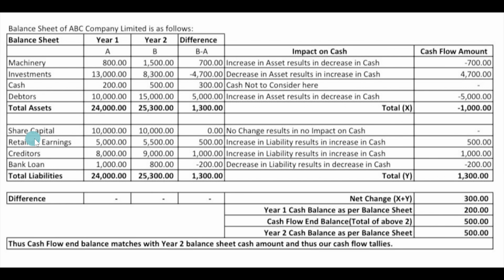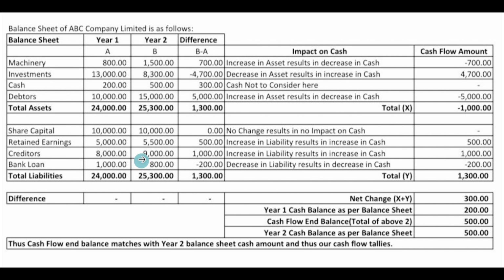On balance sheet liability side, share capital is 10,000 in year 1 and 10,000 in year 2. Retained earnings are 5,000 and 5,500. Creditors are 8,000 and 9,000. Bank loan is 1,800 in the year 2. So total assets is 24,000 in year 1 and total liabilities is 24,000 in year 1. And total assets in year 2 is 25,300 and year 2 total liabilities is also 25,300. Thus the difference between total assets and total liabilities is 0. That is our balance sheet tallies in both the years.